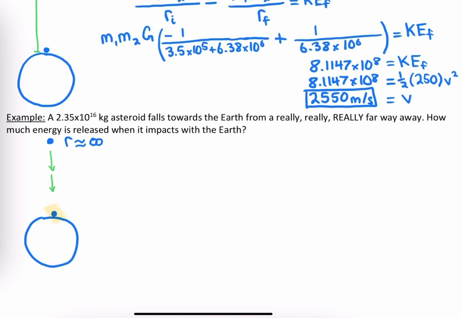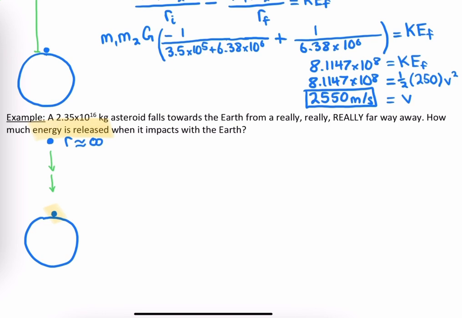And over the course of a split second, the Earth is going to bring this asteroid to a stop. So it's going to get rid of all its kinetic energy. But because energy is conserved, all that energy has to go somewhere. And that's the energy that is released.